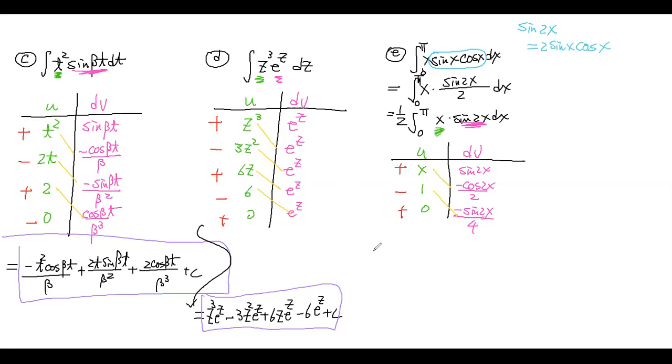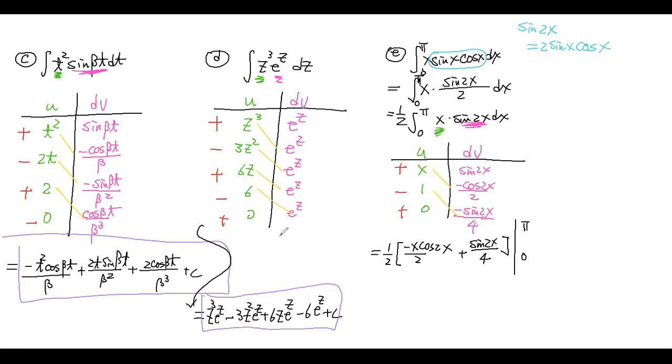So my final answer will be what? Don't forget this 1/2 in front, right? So then you will have negative x cosine 2x over 2, correct? Then minus, minus becomes plus, right? Plus sine 2x over 4, correct? Okay, very good. And then my limit is 0 to pi.